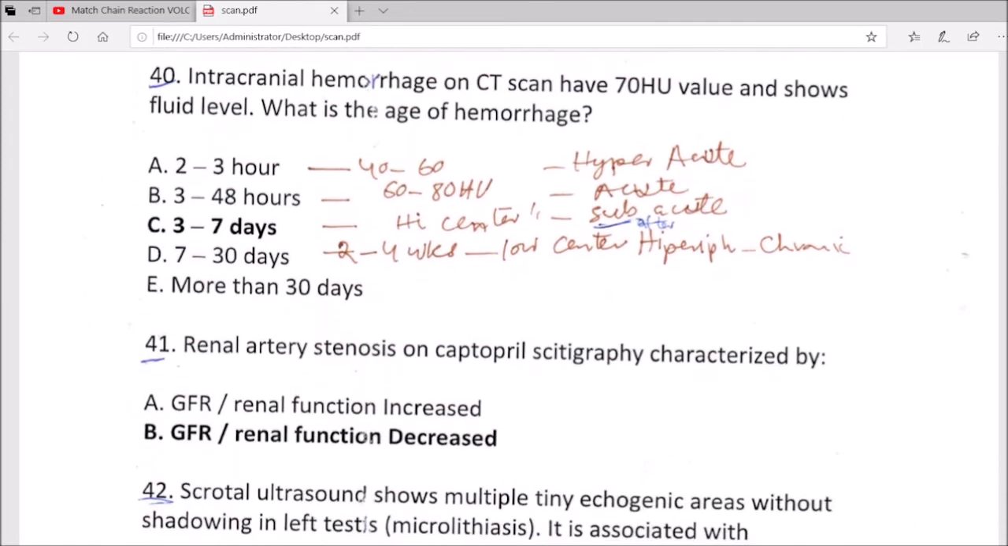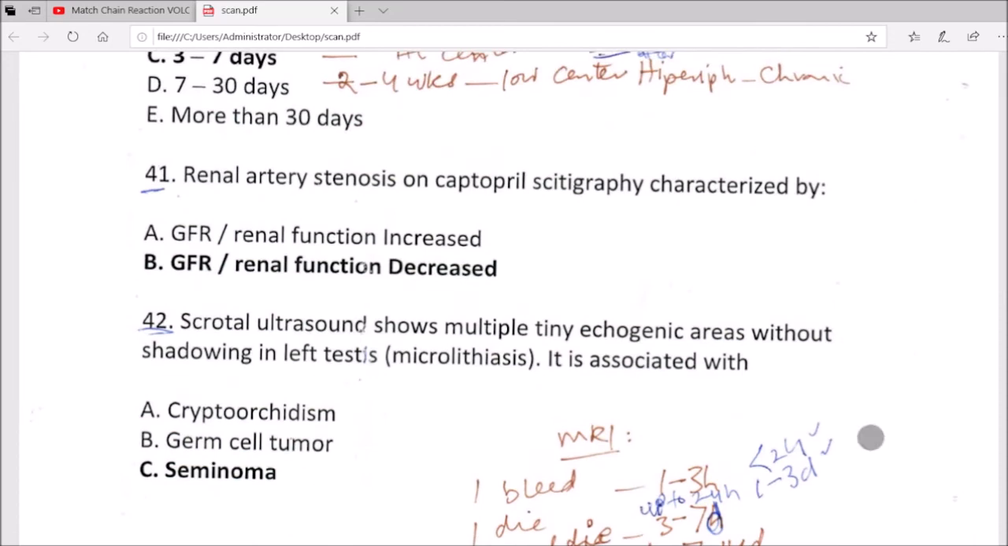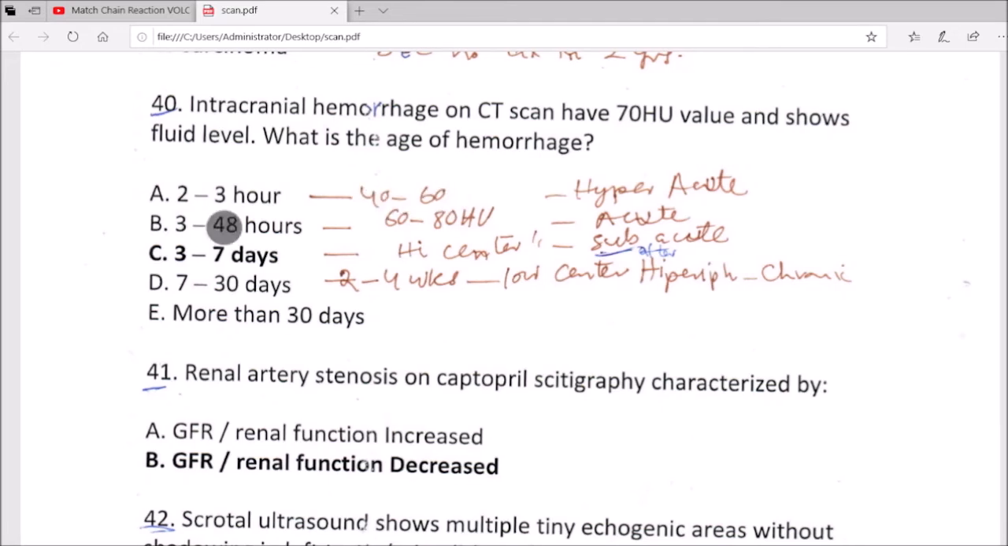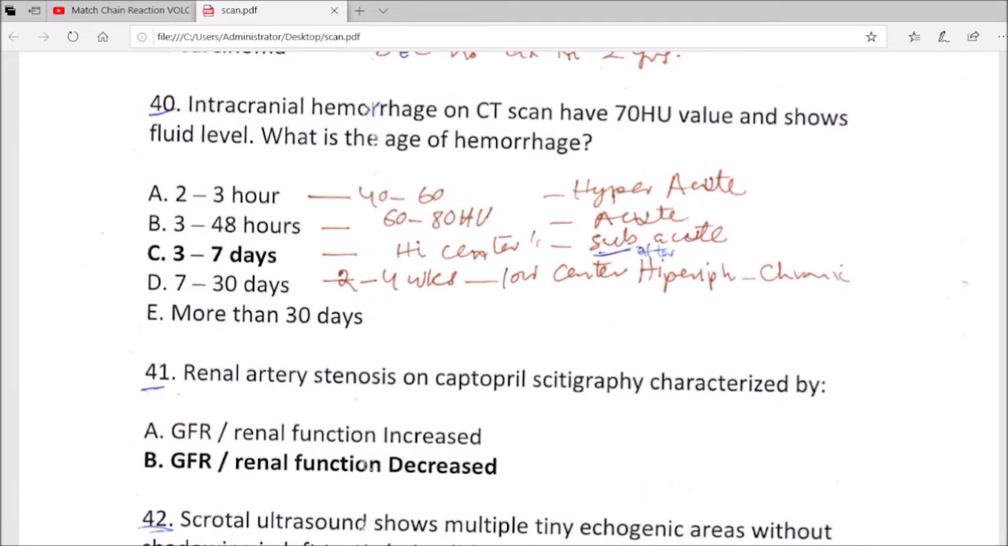40. Intracranial hemorrhage on CT scan having 70 HU value and shows a fluid level. What is the likely age of hemorrhage? 3 to 48 hours. Now memorize this as it is. In 2 to 3 hours, 4 to 6 HU. 3 to 48 hours, 60 to 80 HU. And 3 to 7 days, high center and low periphery, and low HU periphery.